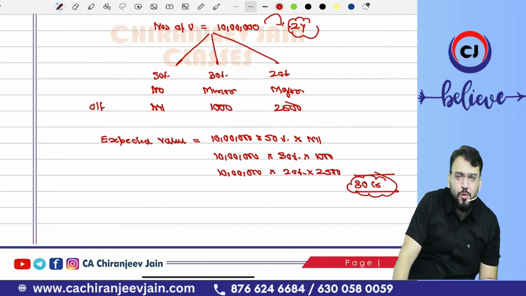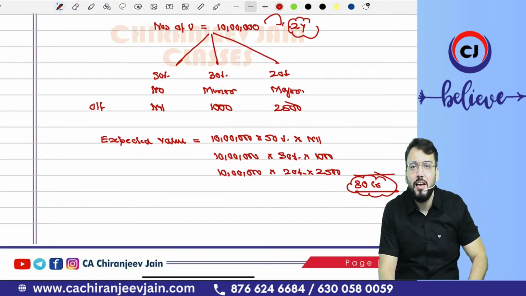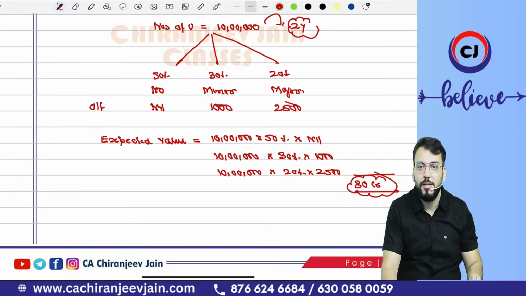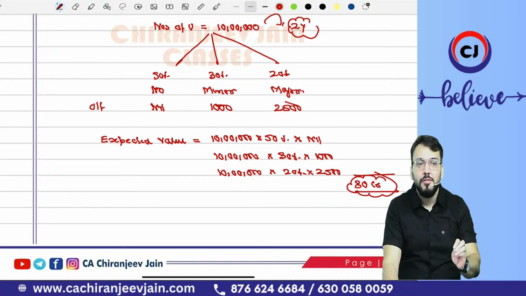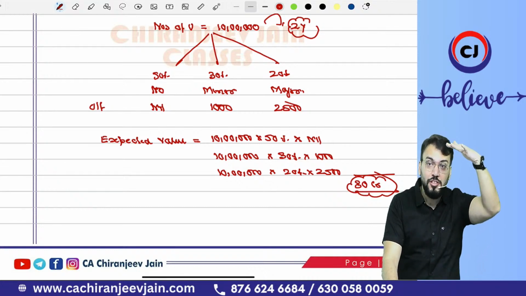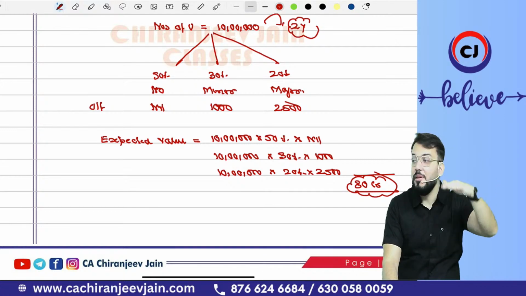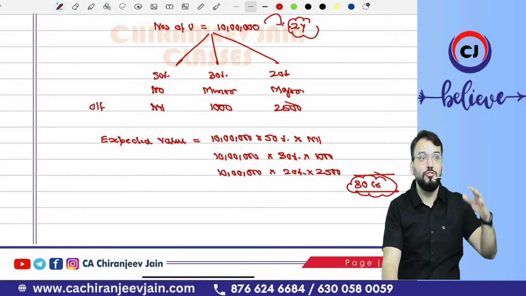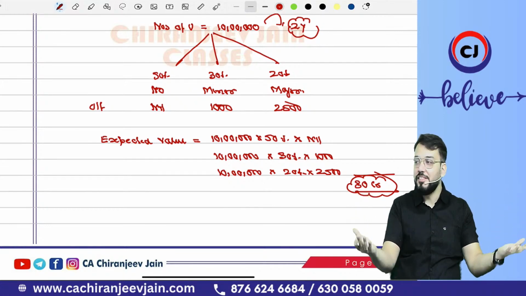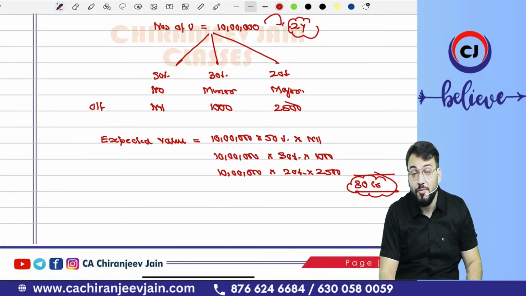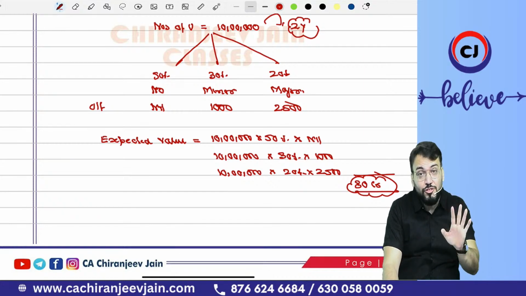What do you think? Should this type of question be asked or not asked in the exam? At CA final level, think about that. Now you are saying it should not be asked, CA final is so complicated. Everyone says that. But this question has been asked for 5 marks.